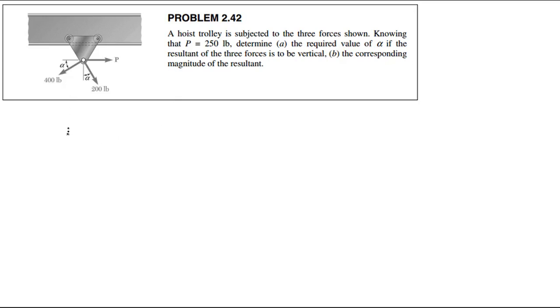Joy. Okay. Anyway, so a hoist trolley is subject to the following three forces. Knowing that P is equal to 250 pounds, determine the required value of alpha if the resultant of the three forces is to be vertical, and the corresponding magnitude of the resultant. Okay, so I could draw a free body diagram of this, but we basically already have one. So instead, I am going to solve for alpha, and I'm also going to take the lazy way out. You'll see what I mean.